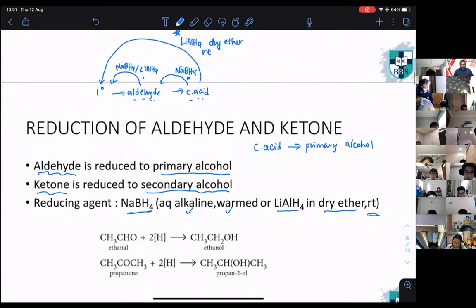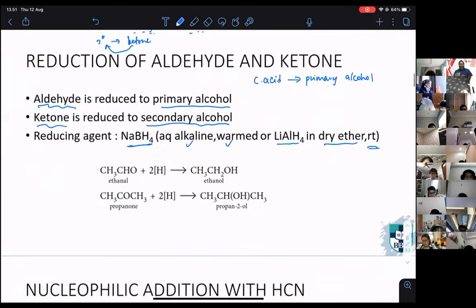But when it comes to ketone, no problem. From ketone you want to form secondary alcohol, it doesn't matter, you can use any. You can use NaBH4, alkaline, warm, or you can use LiAlH4 in dry ether. Now, the next part is going to be writing equations.